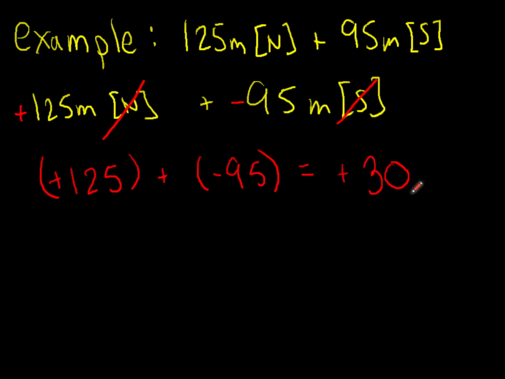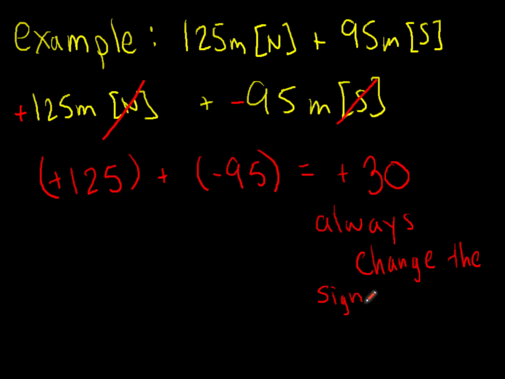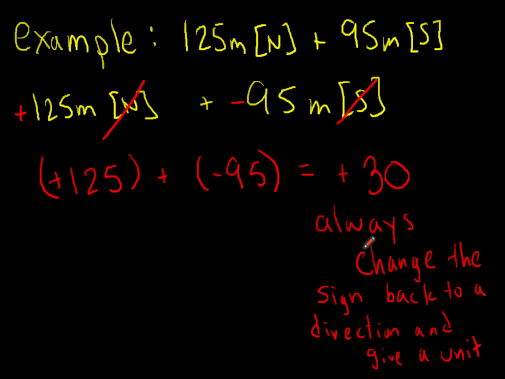The answer is positive 30, but this is not proper vector notation. To get the proper vector notation, we always have to change the plus or minus sign back to a direction. Since we were working in a north-south direction before, we assume that the positive direction indicates a north. And we also give it a unit of meters. So we have 30 meters to the north as a final answer.